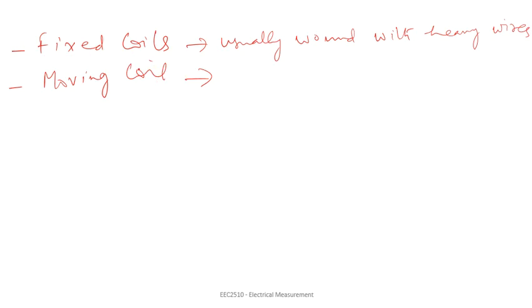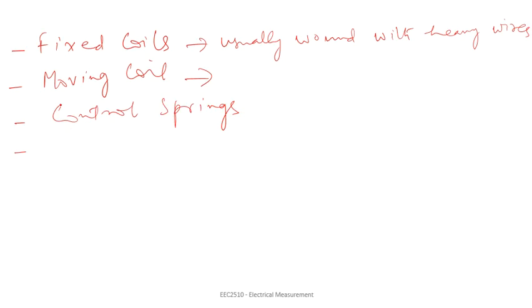Okay, and the two fluxes will interact, and the resulting torque will be produced. And for the control mechanism we have the spring type of arrangement. This is also part of the construction. Control springs are provided for the controlling mechanism, and these springs also act as leads to the moving coil.